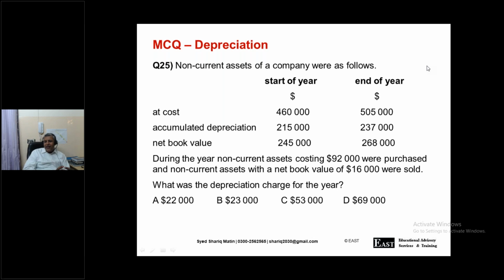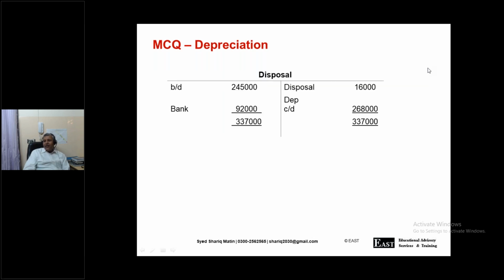That's correct. Great, Elia. Thank you very much. Let's see, I've done the same thing. Look at my answer. The brought down balance at net book value, I have written 245. 92 is my purchases that I added to it, and then I deducted the disposal and the closing carried down, and the difference, as Elia said, is 53. So this 53 is the difference, and that is the depreciation charge for the year.